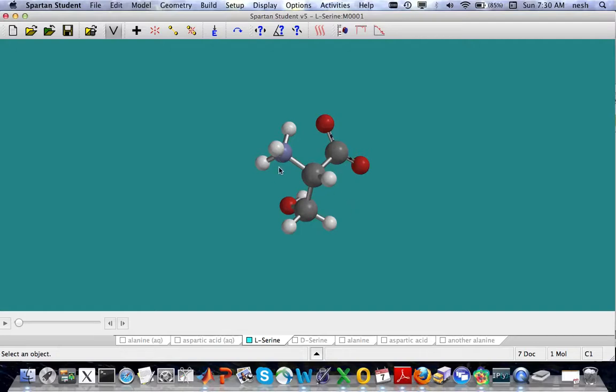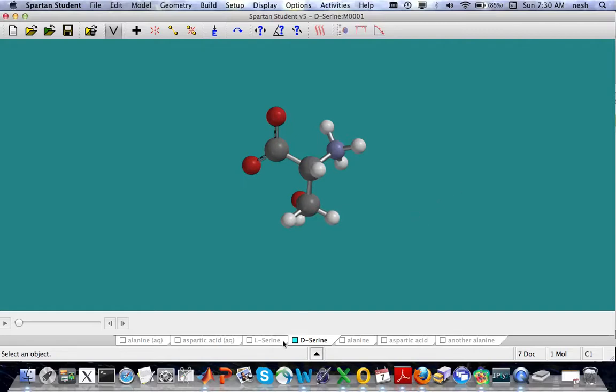So if you've been studying this, you probably already figured out that this must be L-serine because I've got the N-terminus up and to the left. And now here, just for comparison, is D-serine, because now the N-terminus is up and to the right. All of this is predicated on the arrangement such that the hydrogen on the alpha carbon is pointing toward you and the R group is down and away from you.